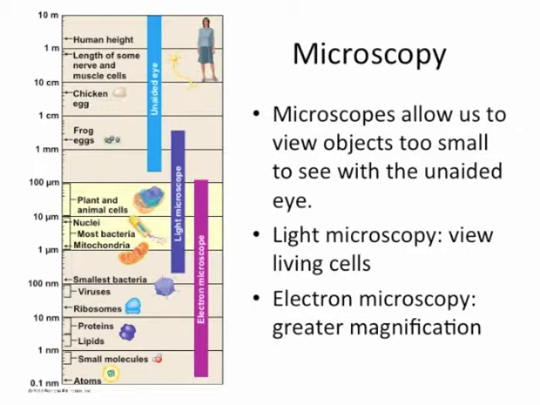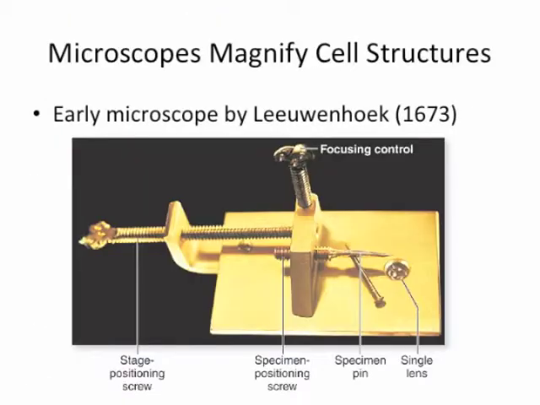Things that are smaller than that, like small bacteria, viruses, ribosomes, which we'll talk about today, and some of the biomolecules we talked about on Thursday, like proteins and lipids, are much too small to see with just a light microscope, so we use a different kind of microscope called an electron microscope. Electron microscopes have greater resolution, greater magnification. They're able to make things much larger.